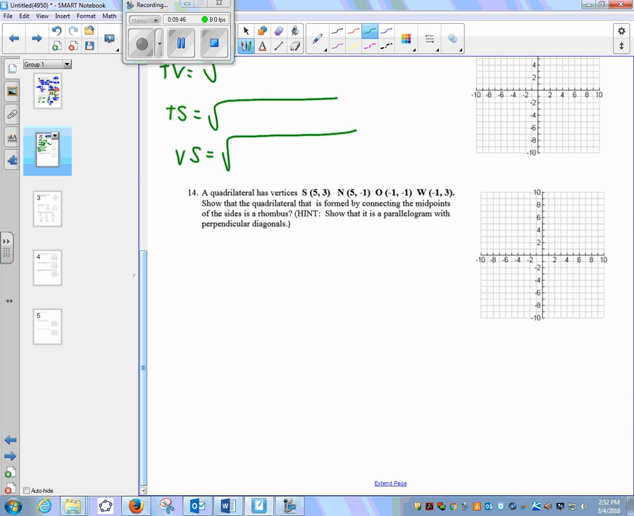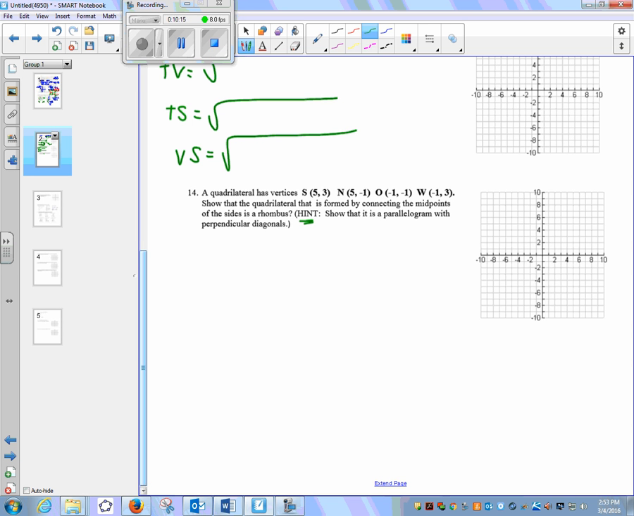Number 14, a quadrilateral has vertices given, SNOW. Show that the quadrilateral that is formed by connecting the midpoints is a rhombus. Okay, so here's a hint. You can show that it's a parallelogram with perpendicular diagonals, or you could show it's a parallelogram with all four sides congruent. So you have some choices here.